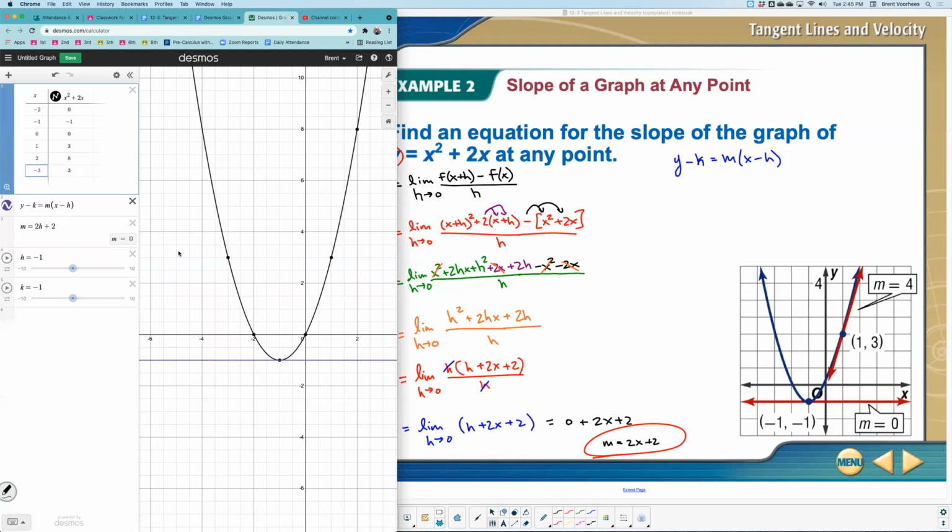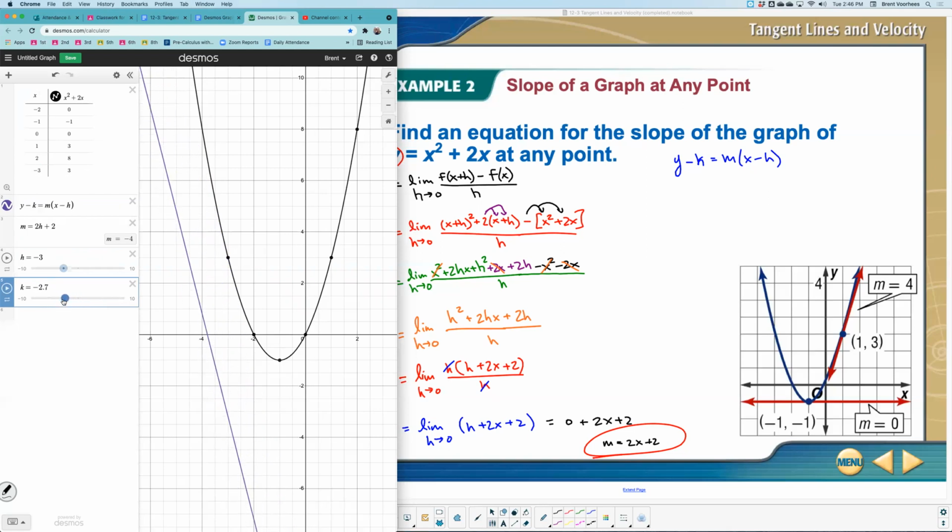You can see left 3 would go up 3 right there. If I wanted to try that point, -3 and 3, you can see that the slope of this line would be -4, the slope of the tangent line going through the point -3, 3. Now this would work for everywhere as long as you're choosing a point that's on the graph.